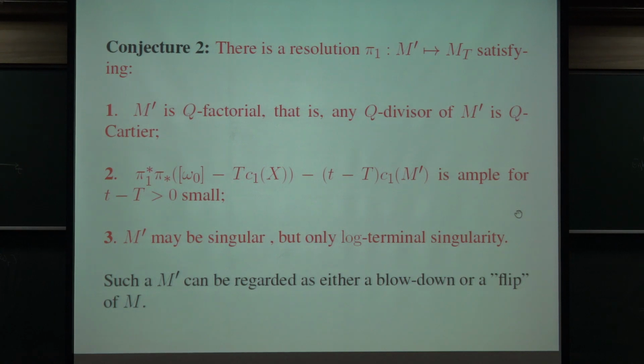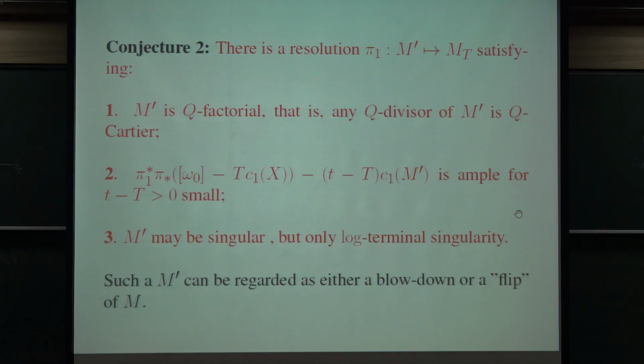So this is usually, in algebraic geometry, a flip. It corresponds to a flip in birational algebraic geometry, and M prime may be singular, but only with terminal singularity. So this is actually an analytic guarantee, and the volume form is integrable. You have a well-defined volume form. Such things can be regarded as either a blow down or a flip of M.